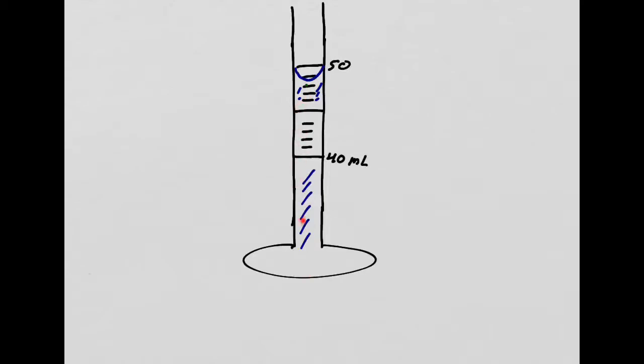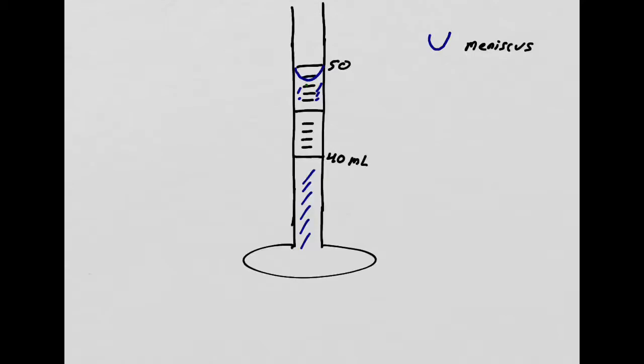Write down the volume. One thing you're going to notice, and you're going to notice in lab, is that water has a meniscus. Water is not flat. It's going to have a meniscus. We call this a meniscus. It's kind of like a concave shape.